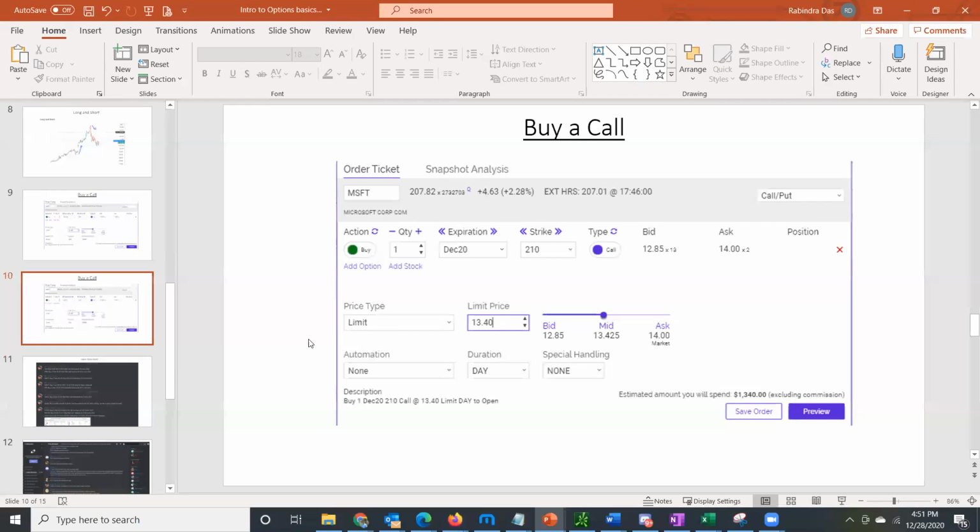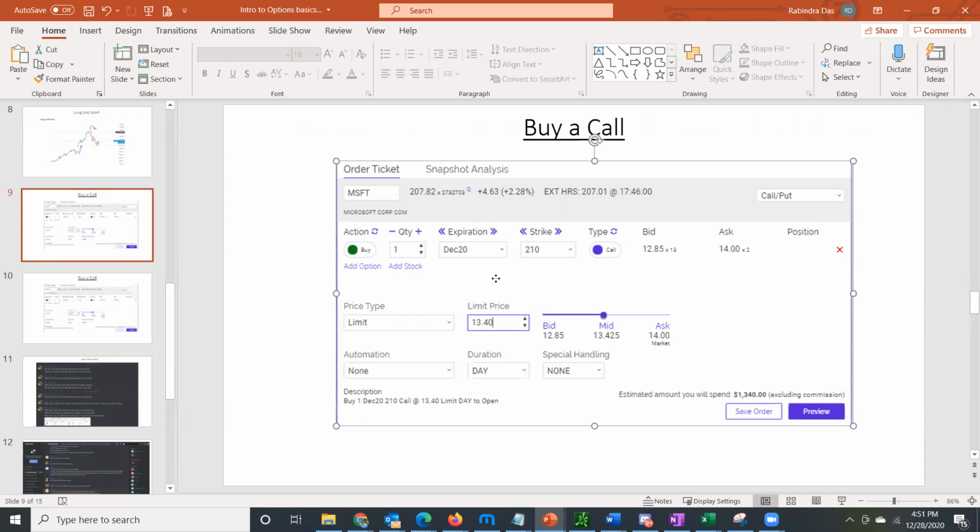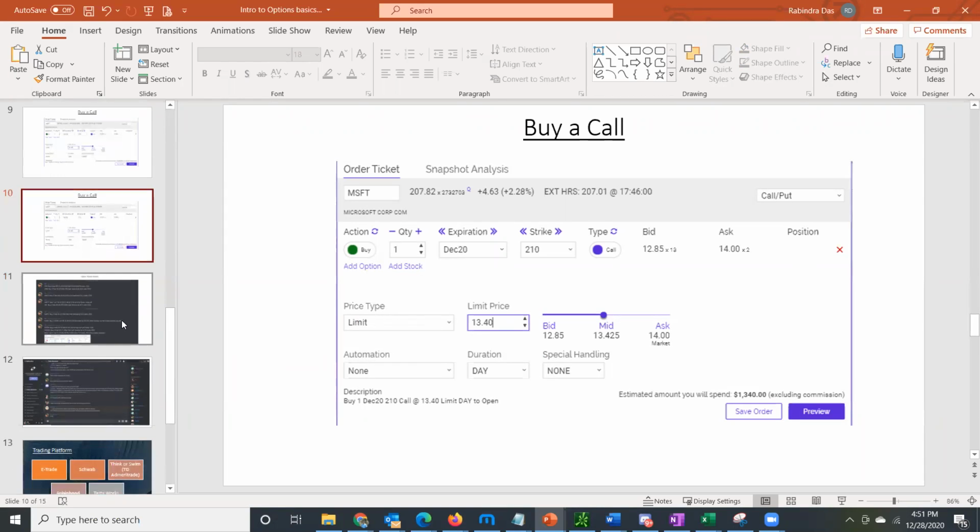So this is how you open a trade. Buy a call. What is this one? Two things. Okay, I think copy it.